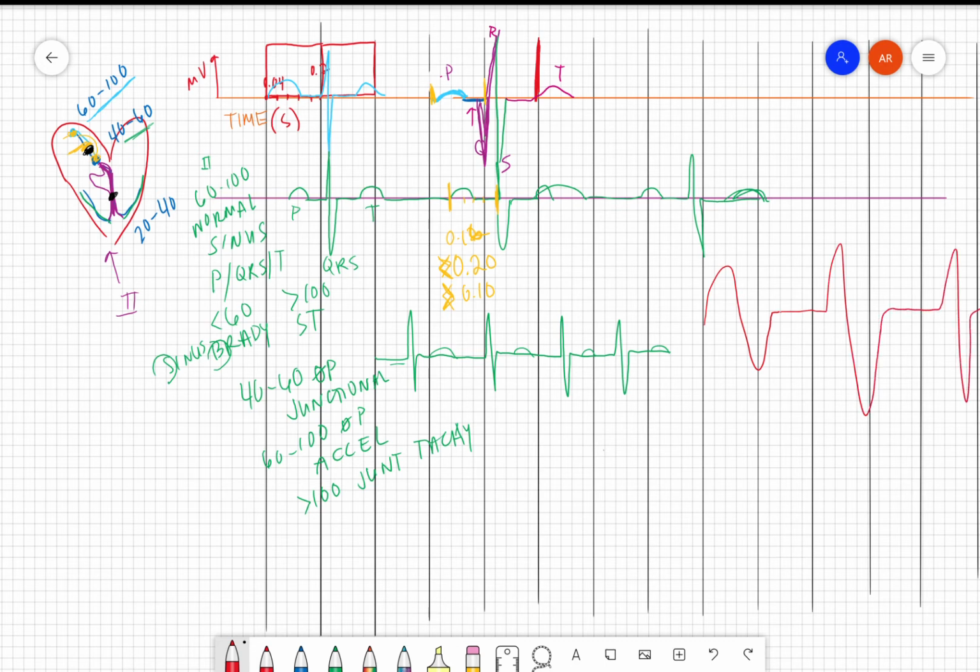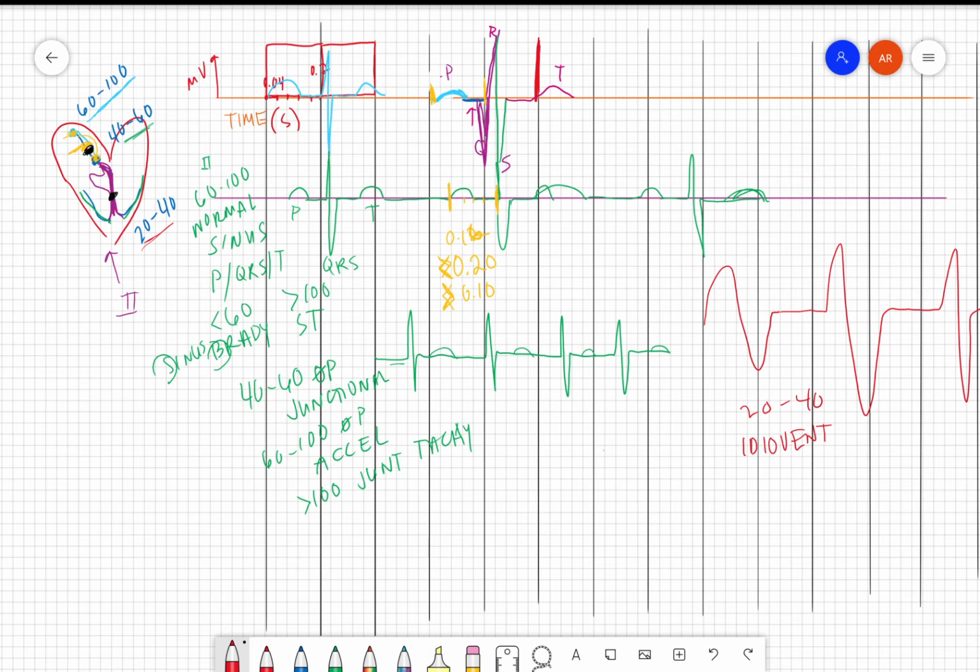Now, because of the intrinsic rate, it should be anywhere from 20 to 40. So if it's 20 to 40, and all you see is these really super wide and bizarre beats, that means there's no signal from the SA node, there's no signal from the AV node. This is straight ventricular, and we would call this a ventricular rhythm. We would actually call this an idioventricular rhythm, and it should be between 20 and 40.